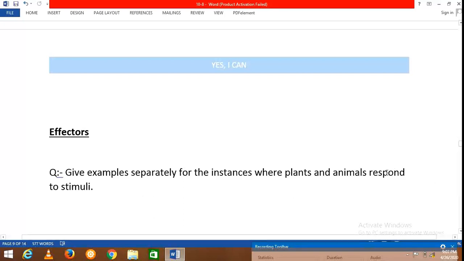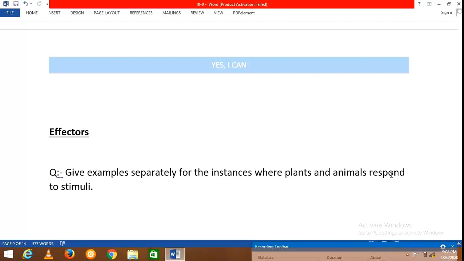Then you are asked to give examples separately for the instances where plants and animals respond to stimuli. So I mentioned an example where animals respond to stimuli. Some animals run away when they hear a sound. When we touch a hot object, we take off our hand immediately. Once we step on a thorn, we take off our foot immediately. Likewise, plants also respond to stimuli.